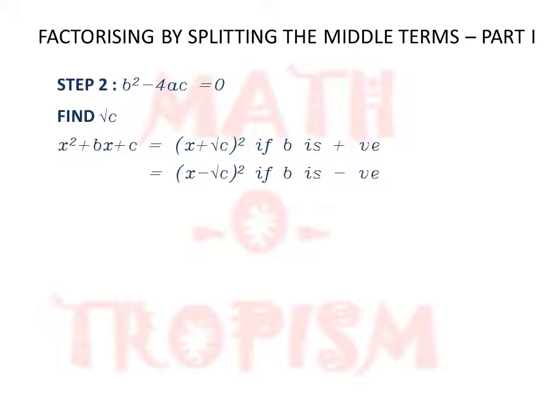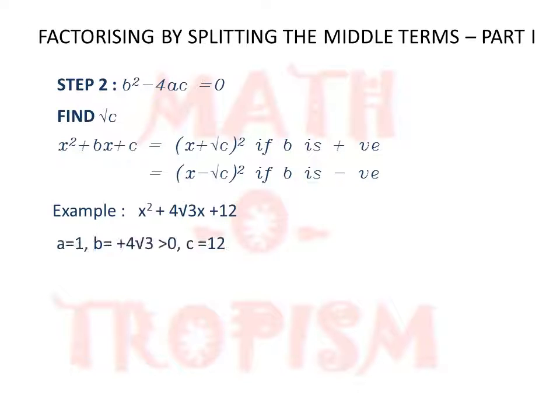Next we go to another example where it is given as x square plus 4 root 3x plus 12. Whenever a root comes, we get very scared about how to do this sum. Please don't do that. It's very easy. So just see how we have done this also. So a is equal to 1, b is equal to plus 4 root 3, which means b is positive, and c is equal to 12.